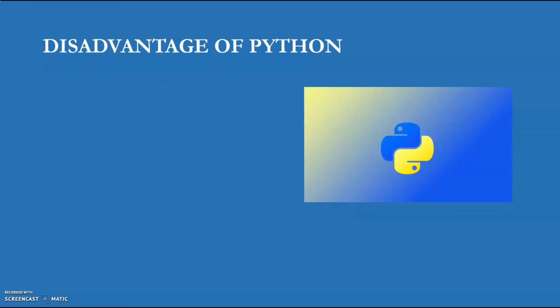Disadvantages of Python. Speed. Python is a little bit slower than other programming languages. Memory consumption. In Python, memory consumption is also high. Next, runtime errors. With the Python interpreter, the program may exit if it encounters a runtime error.